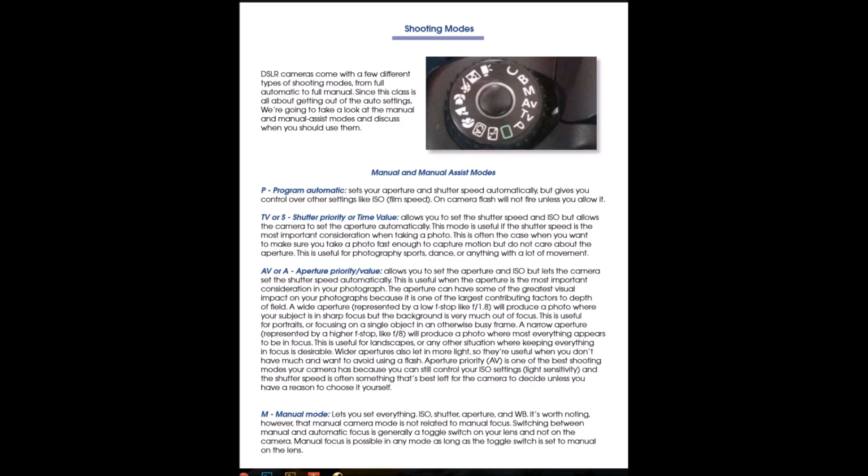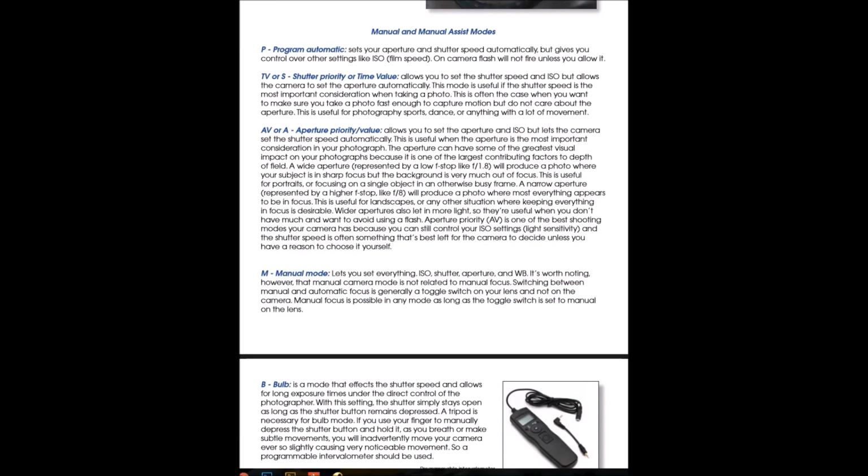Shooting modes. DSLR cameras come with a few different types of shooting modes, from full automatic to full manual. Since this class is all about getting out of the auto settings, we're going to take a look at the manual and manual assist modes and discuss when you should use them.